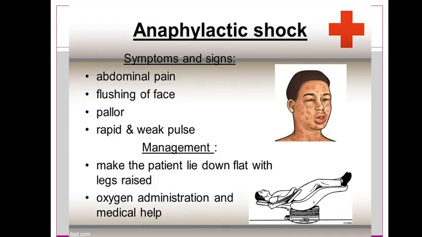Anaphylactic shock symptoms. We have to know what are the symptoms of anaphylactic shock: abdominal pain, flushing of face, pallor, rapid or weak pulse. The management: make the patient lie down flat with legs raised, oxygen administration and medical help.